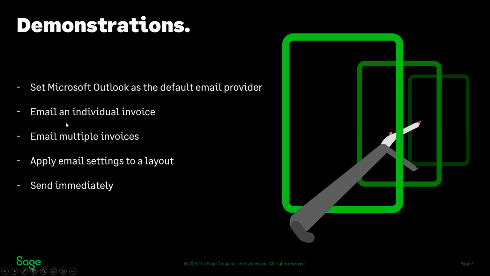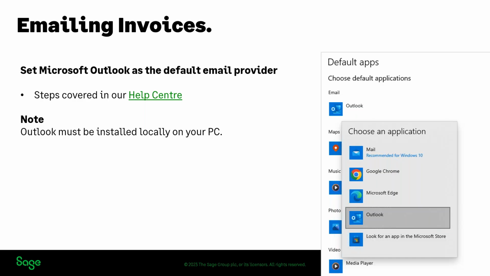Right, now, first of all, setting Microsoft Outlook as your default email provider. I've included a link to one of our Help Center articles to help you do this. It's nice and easy to do. I'll quickly demonstrate this to you now. You only need to do this if you are using Outlook. Right, let's head across to my desktop, and we'll run through a quick demo of just those steps.